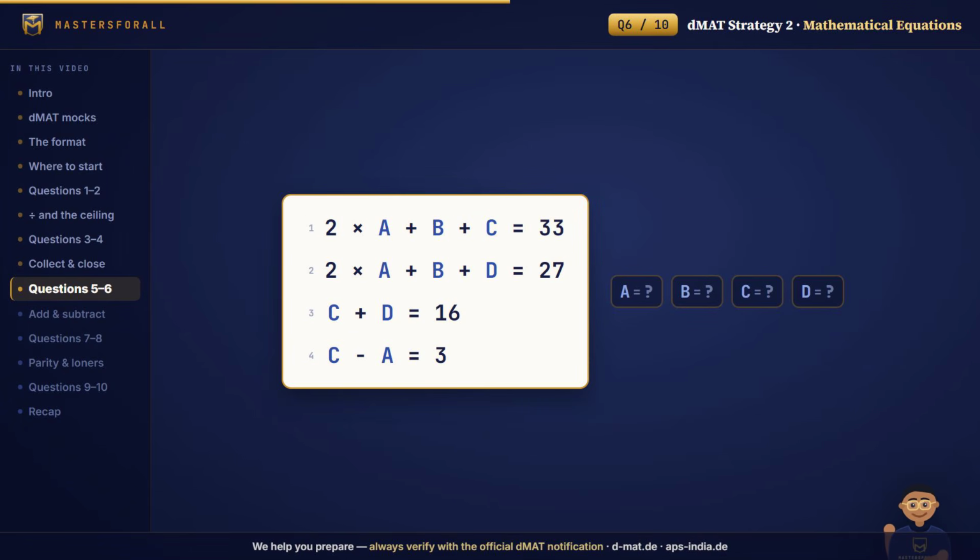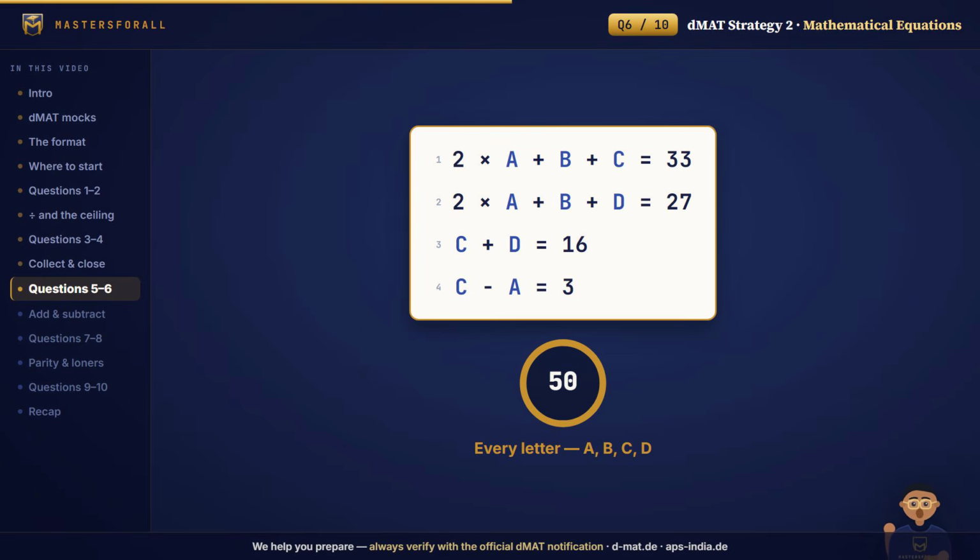Question 6. Read lines 1 and 2 very carefully side by side. Find A, B, C, and D.